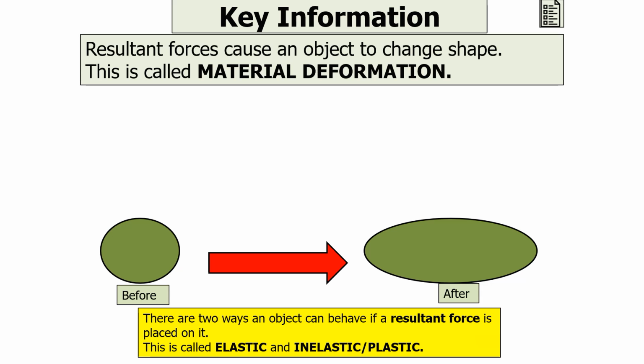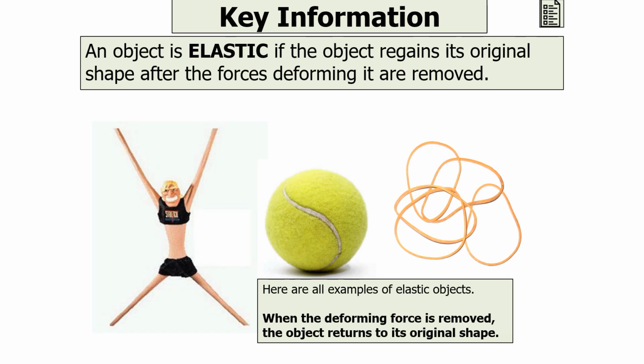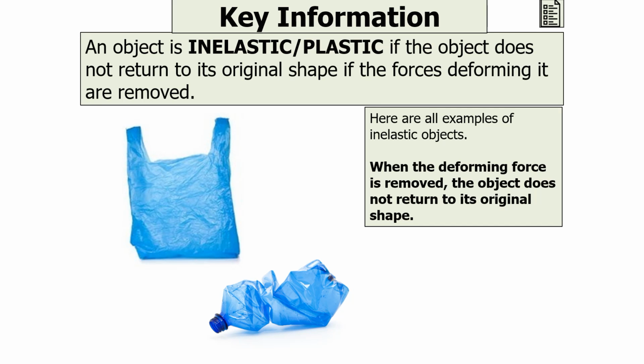There are two ways an object can behave if it undergoes material deformation, and that is either elastically or inelastically or plastically. So an object is elastic if the object regains its original shape after the forces deforming it are removed, whilst an object is inelastic or plastic if the object does not return to its original shape if the forces deforming it are removed, so it stays deformed.